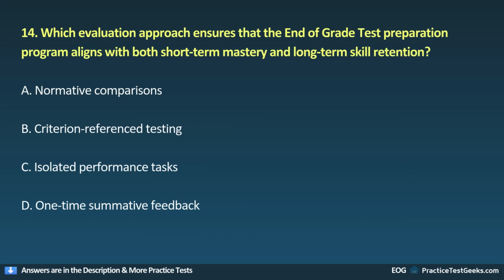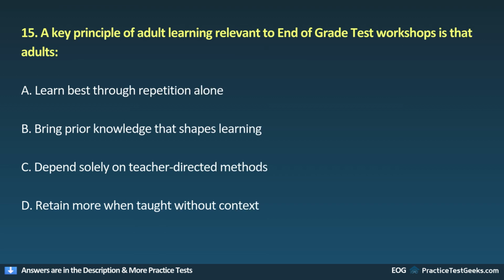14. Which evaluation approach ensures that the end-of-grade test preparation program aligns with both short-term mastery and long-term skill retention? A. Normative comparisons. B. Criterion reference testing. C. Isolated performance tasks. D. One-time summative feedback. 15. A key principle of adult learning relevant to end-of-grade test workshops is that adults: A.